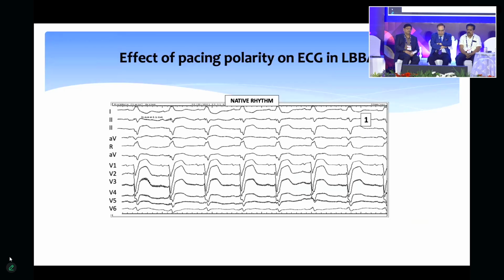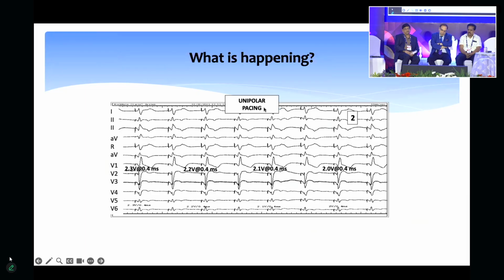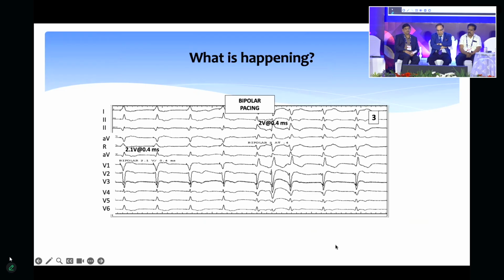And finally, the effect of pacing polarity of ECG in LBBB. So here is native rhythm, left bundle branch block. We are pacing in unipolar mode. You have an RSR dash configuration in V1 at all outputs. Now we are pacing the same patient in bipolar mode. We are pacing at 2.1 volt, V1 shows a Q. You pace at 2 volts, V1 shows an RSR dash.